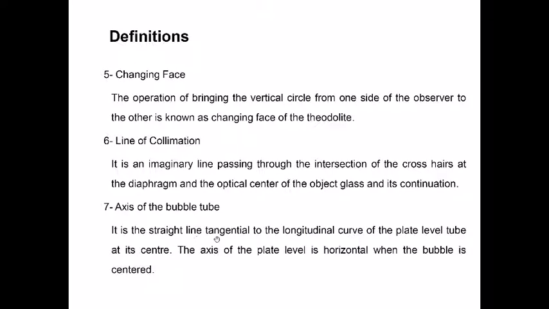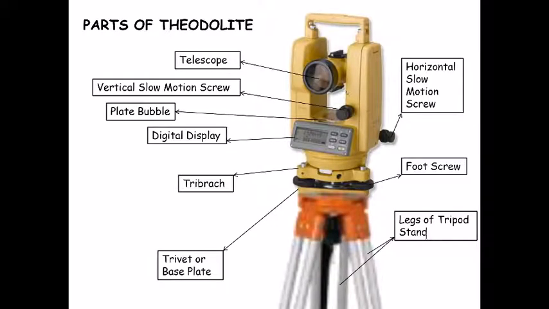Then we have the axis of the bubble tube. It is a straight line tangential to the longitudinal curve of the plate level tube at the center. The axis of the plate level is horizontal when the bubble is centered. Like we had in the case of the auto level, we have the circular bubble, and that is used to bring the instrument to a level, horizontal position. When it comes in the horizontal position, that means a tangent to that bubble is completely horizontal, and that is called the axis of the bubble tube. That basically helps you in leveling the instrument.